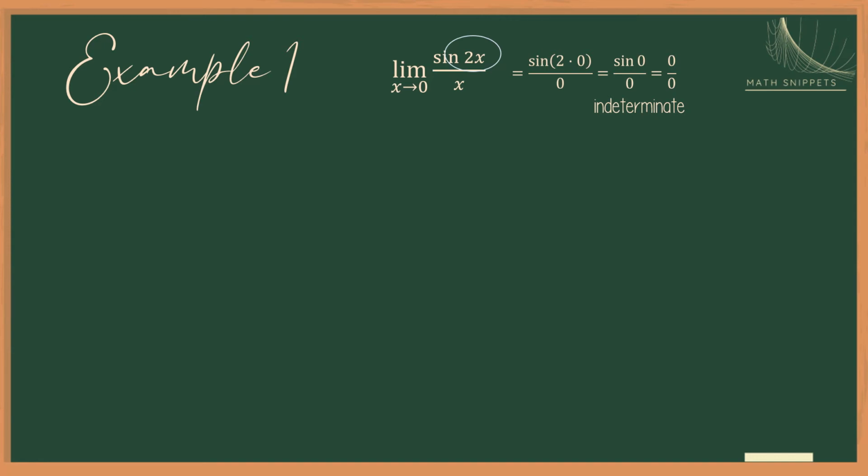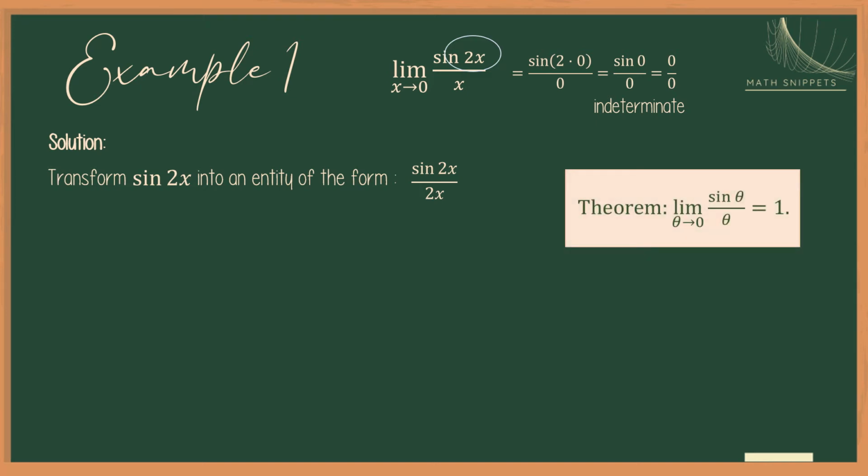So for this case, we will transform sine of 2x into an entity of the form sine of 2x over 2x in order for us to apply the theorem that was presented earlier. But take note that when we have functions, for us to not modify the definition of the function, we can only multiply to it an entity that is equal to 1. But we have to make sure that we find an equivalent entity that is useful for a function.